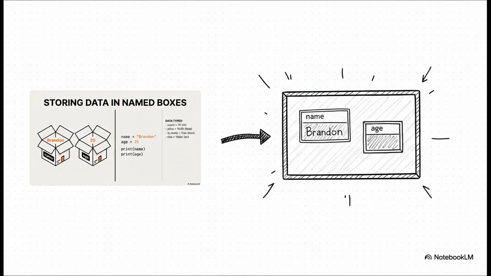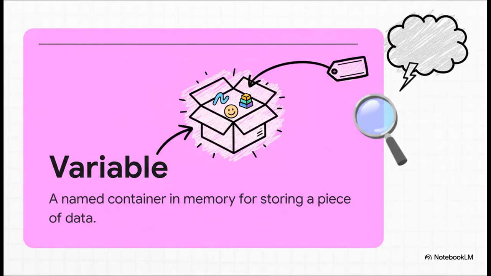If you look at the code here, name equals Brandon. That's just putting the text Brandon into a box we've decided to call name. It's really that simple. So let's just make sure we've got this straight. A variable isn't the data itself. It's just a name, a label you create that points to a piece of data stored somewhere in the computer's memory. Think of it as your way of labeling information so you can easily find it and use it again later.